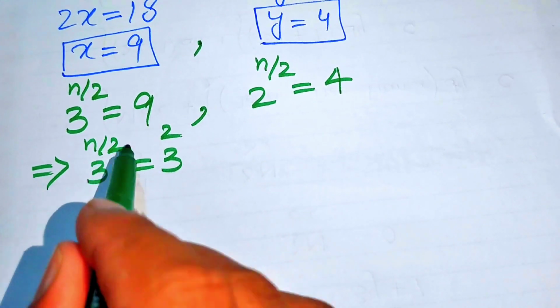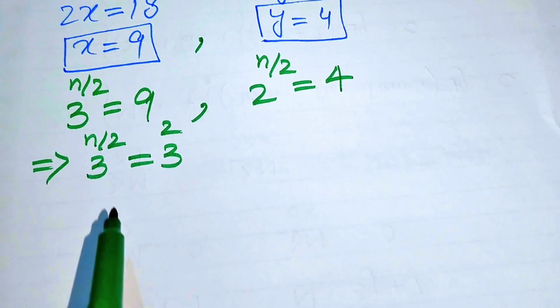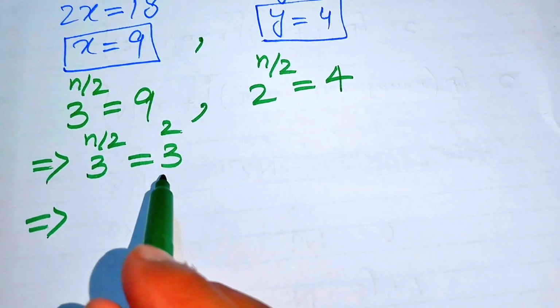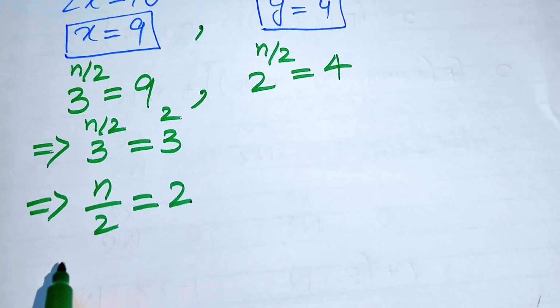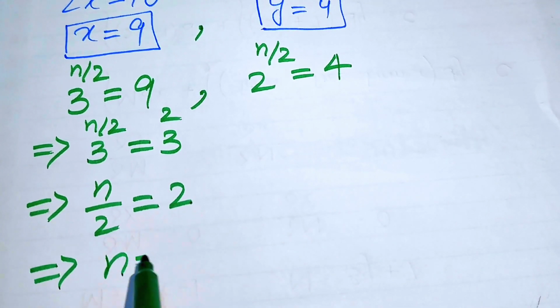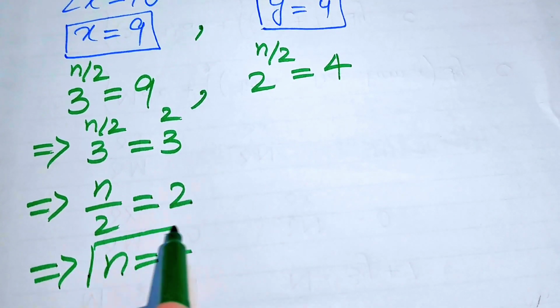So in this case, we write this 9 as 3 square, and in the left hand side we have 3 to the power of n over 2. And now we compare both of the sides because bases are same, so we equate the exponents and we get n over 2 equals to 2. So in this case we get the value of n equals to 4.